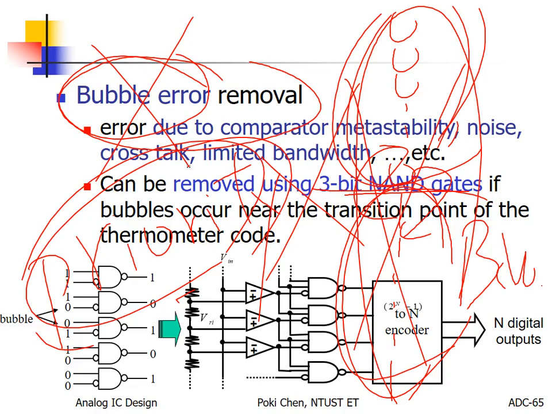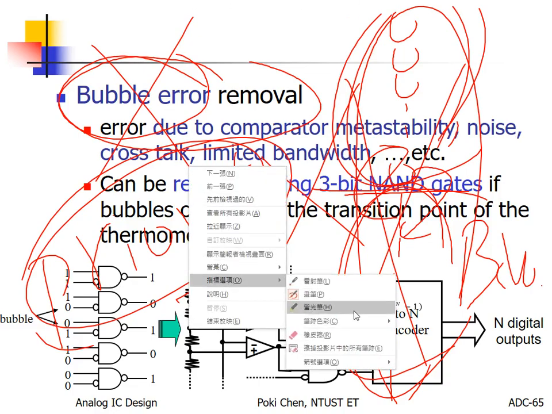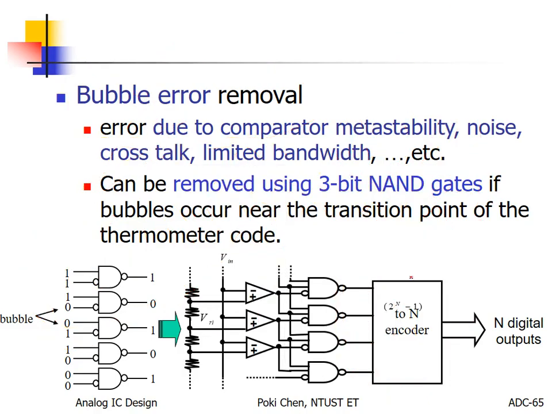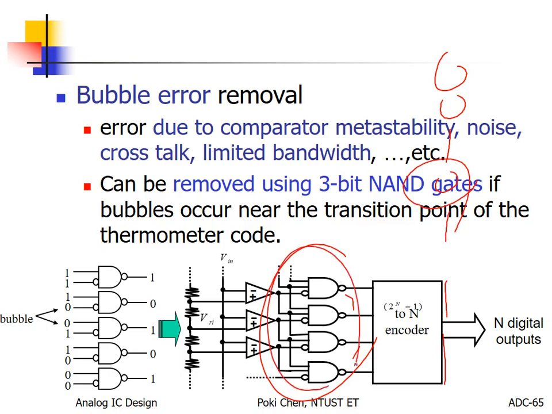How to make it? That is a digital problem. Do it by yourself. With a 3-input NAND gate, you can remove one bubble error. What do I mean? 0, 0, 1, 0, 1, 1, 1. Only one bubble here. You can remove it through such a 3-input NAND gate. If you have more than one bubble, you need 4-input NAND gates, and so on.